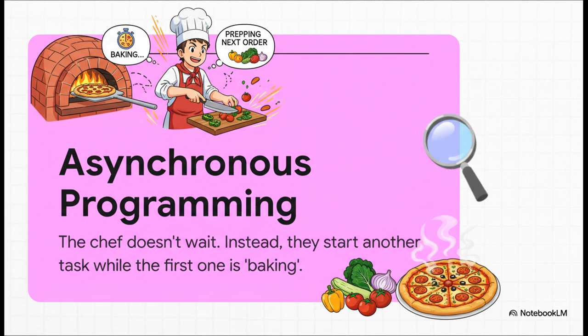And that brings us to our first big idea, asynchronous programming. You see, a smart chef knows that while that pizza is baking, that's a waiting task. They can get started on the next order. Instead of just standing around, they pivot to chopping vegetables. It's all about making sure no time is wasted.